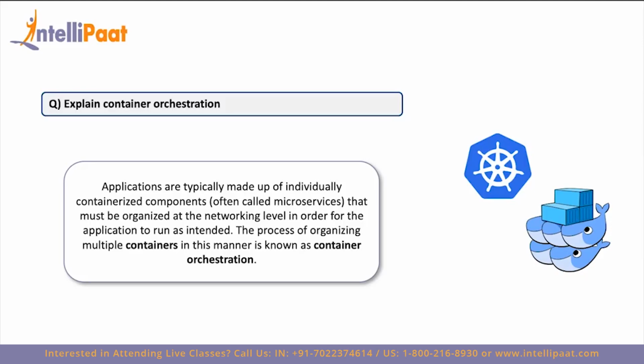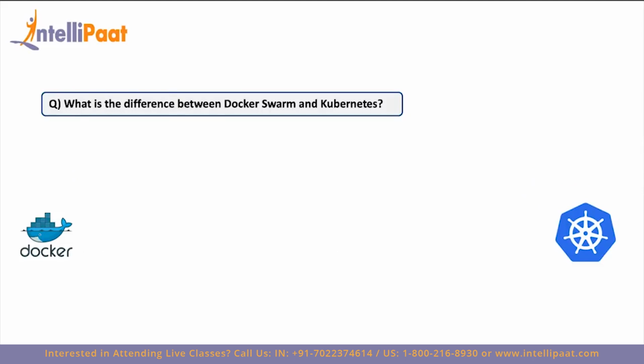And basically, if you were to understand what container orchestration is, like I said, when you work with multiple containers, you have to take note of a lot of things, and that is possible using container orchestration tools like Kubernetes and Docker Swarm. Okay, so the next question is, what is the difference between Docker Swarm and Kubernetes?